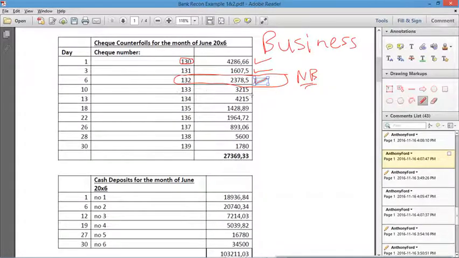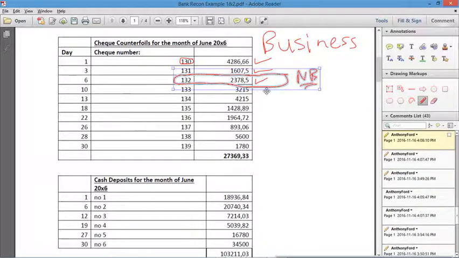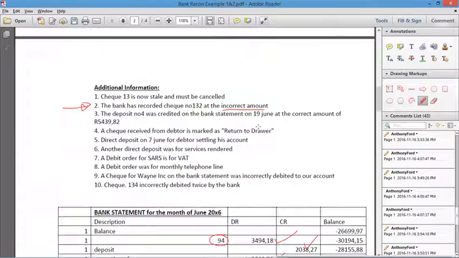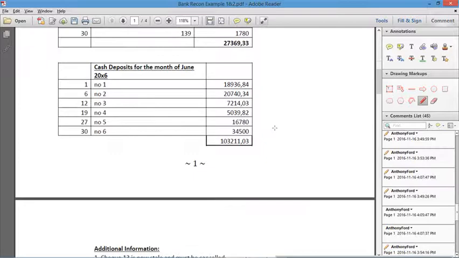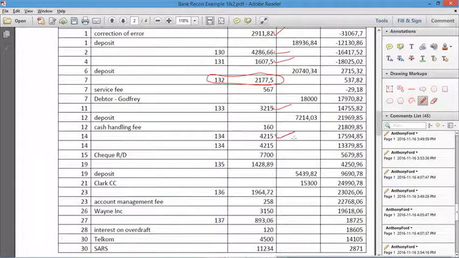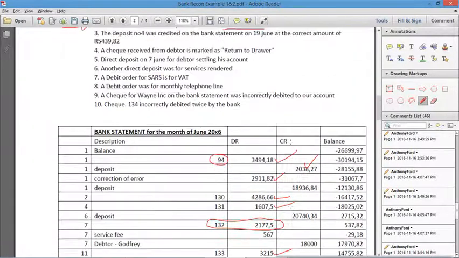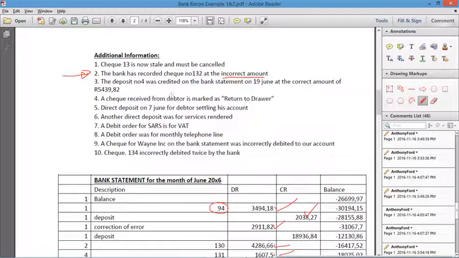Okay, so 133, do you see it? Yep. Okay, so tick that. 134? Yeah. Okay, 4215. I see it, but I see 2. Is that a mistake? Should you see 2 checks for the same amount? No. So who made a mistake? The bank, right? Alright, if I look at the additional information, I have a note here. It says check 134 was incorrectly debited twice. Yes, there's the answer.